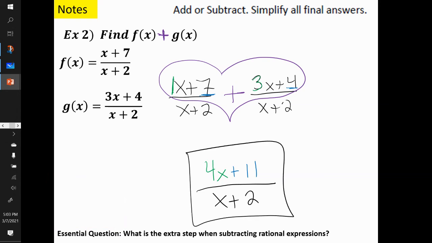Okay, that's it for this video. Please make sure you watch the next video for subtraction. That one's the most important, especially since the essential question is: what is the extra step when subtracting rational expressions? Make sure you watch the next video as well, as we talk a little bit more about factoring. Thanks for watching.